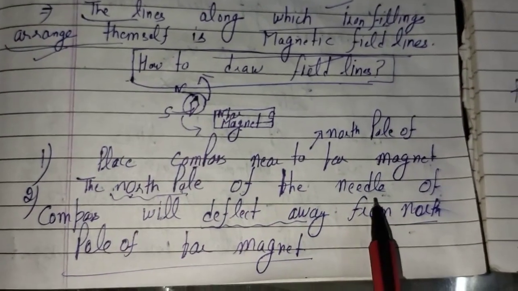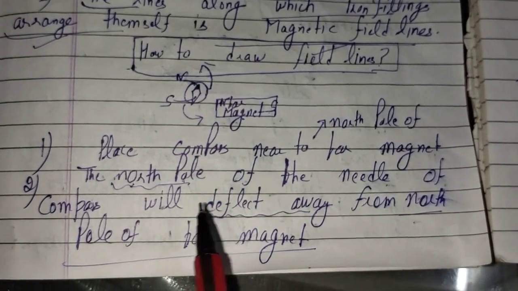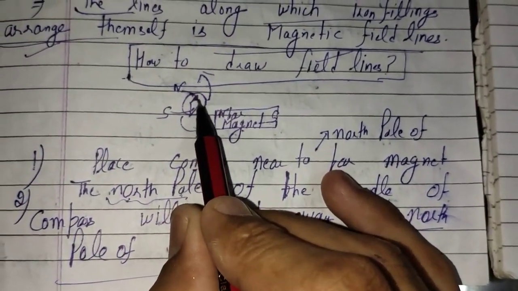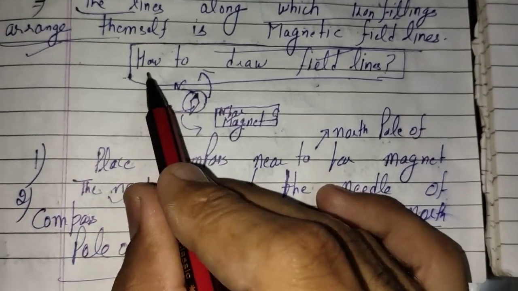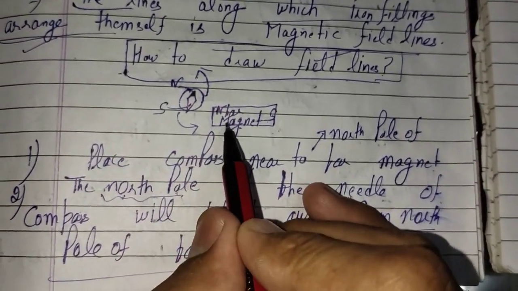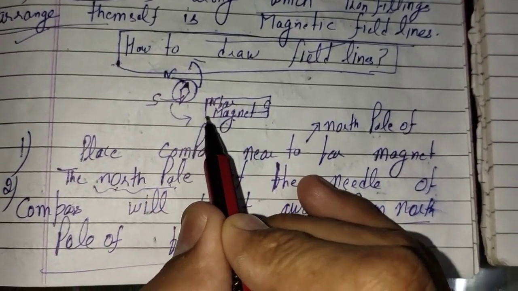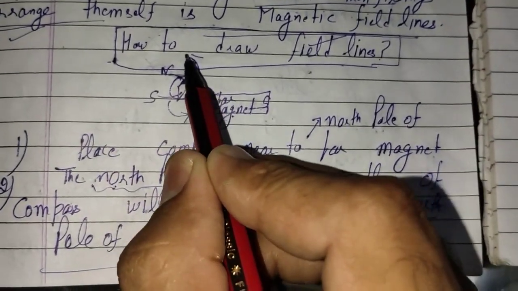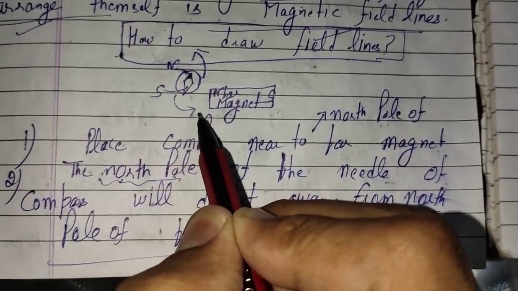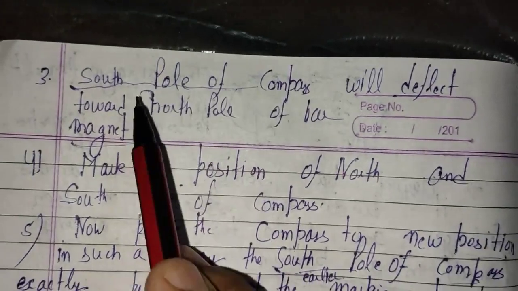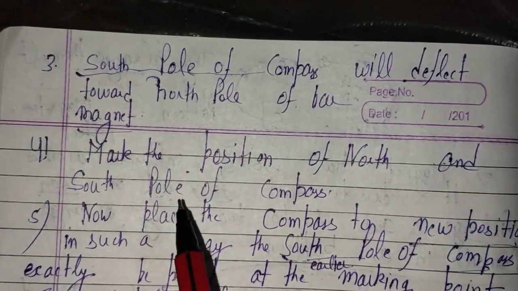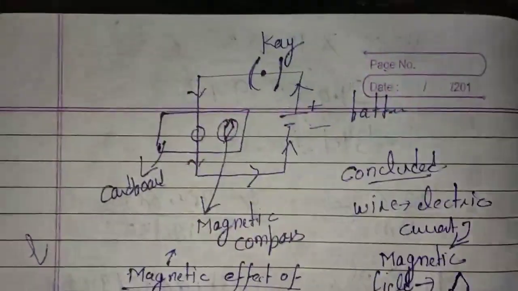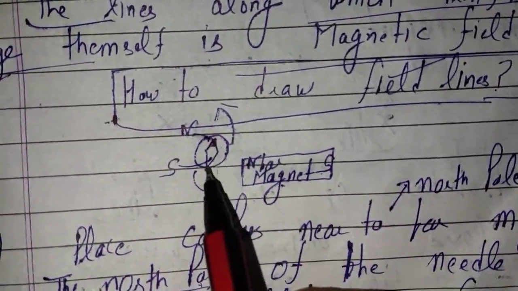The north pole of the magnetic compass will deflect away from the north pole of the bar magnet, and the south pole will deflect toward the north pole of the bar magnet. So this pole will deflect away, and this pole will deflect toward the north pole. What will you do? You will mark the position of the north and south pole of the compass.